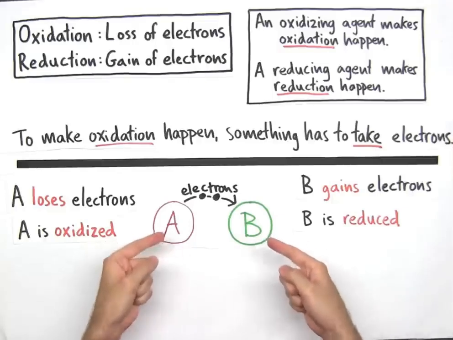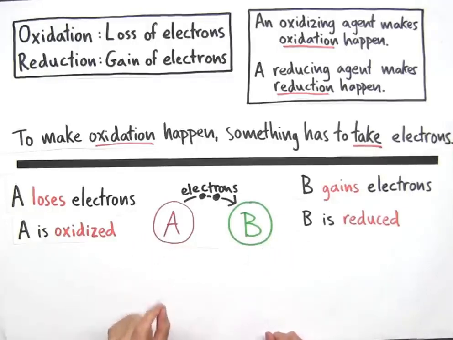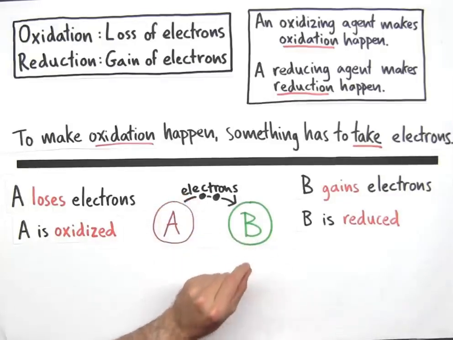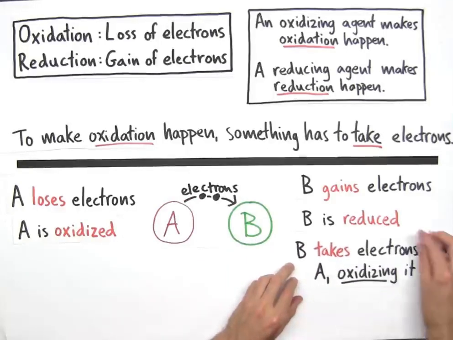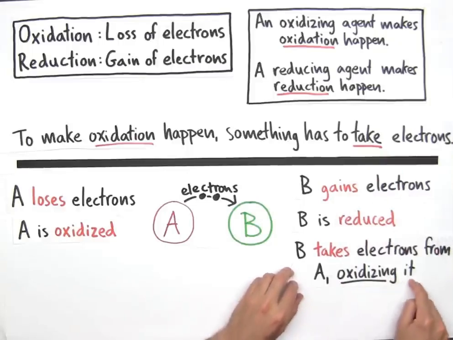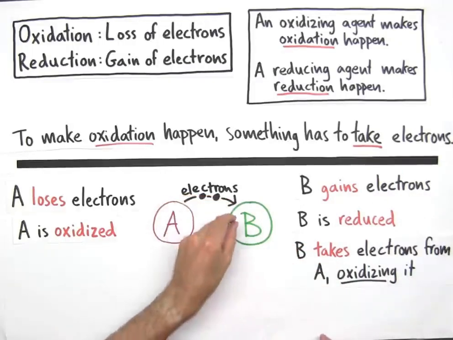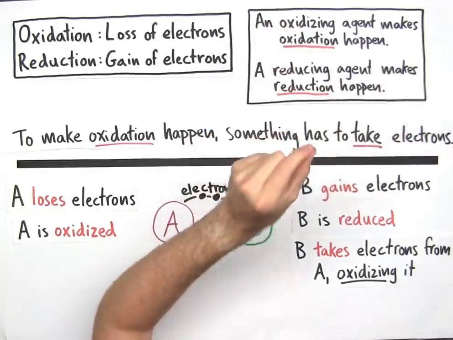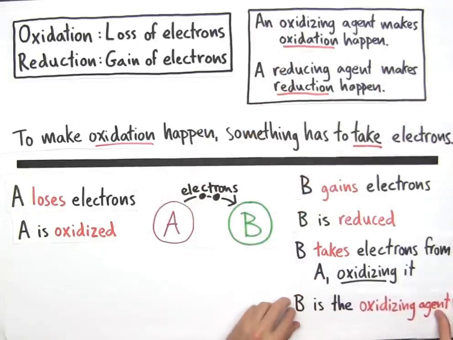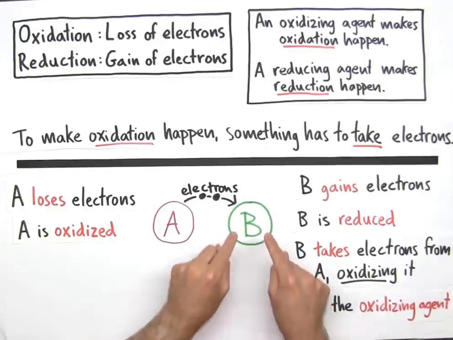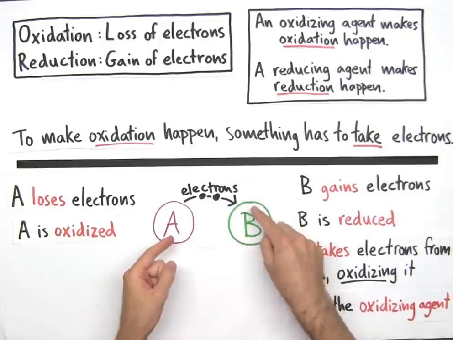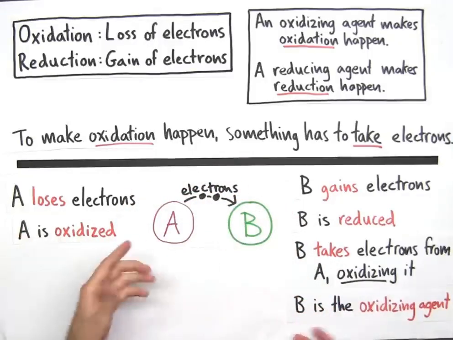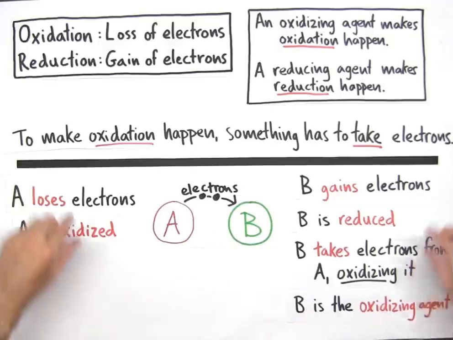So let's look at what's going on here to allow oxidation to happen. A is trying to get rid of these electrons, and B takes them. So B takes the electrons from A, oxidizing it. It's making oxidation happen by taking those electrons away. And we've said that an oxidizing agent makes oxidation happen. So B is the oxidizing agent. It makes oxidation happen by taking the electrons from A so that A can get rid of them and so that A can lose them. So that's what the oxidizing agent does.